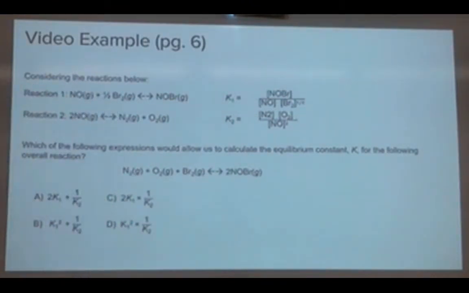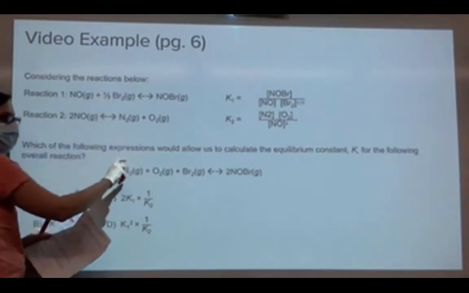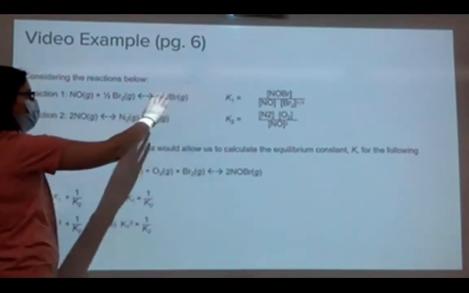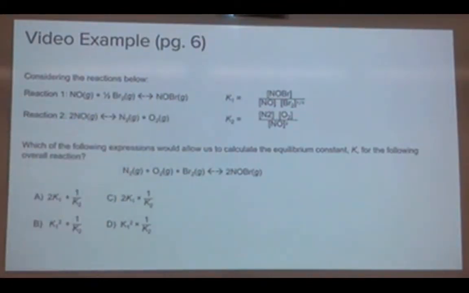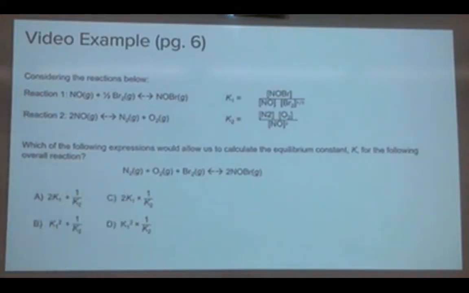So the first thing we need to ask ourselves is, how do we need to manipulate these equations to get this overall reaction? Before we even focus on doing anything with the K values, the K expressions, let's just focus on how we need to manipulate reaction 1 and reaction 2 to get this overall reaction. The manipulation is just like Hess's law.